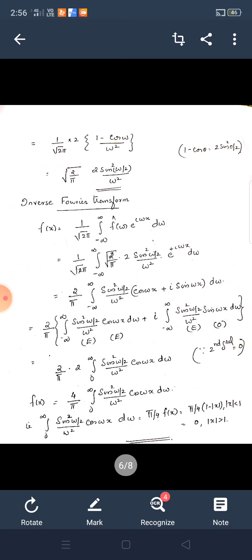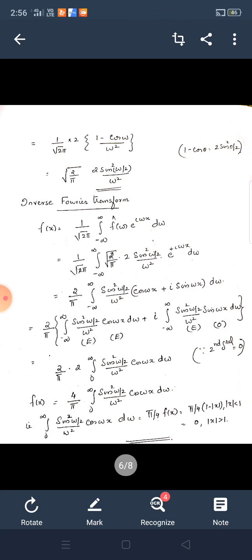So that becomes 1 by root of 2 pi, 2 is taken common outside, 1 minus cos omega by omega square. And 1 minus cos theta is 2 sin square theta by 2. So with that you can write it as 2 into sin square omega by 2 by omega square. So that is your f cap omega. Now if you want to find the inverse, what is f of x?